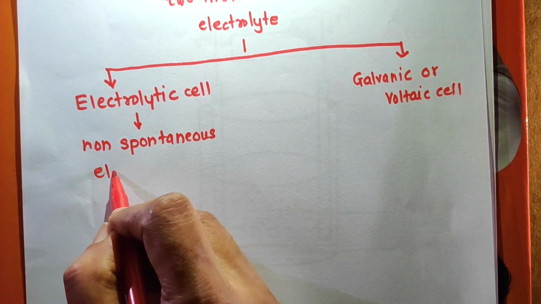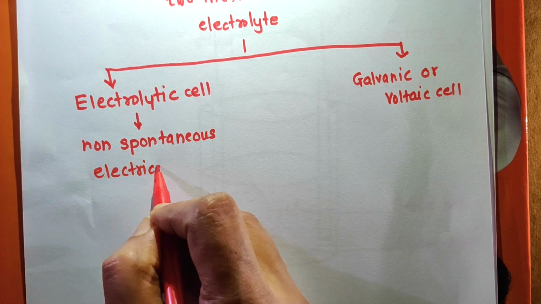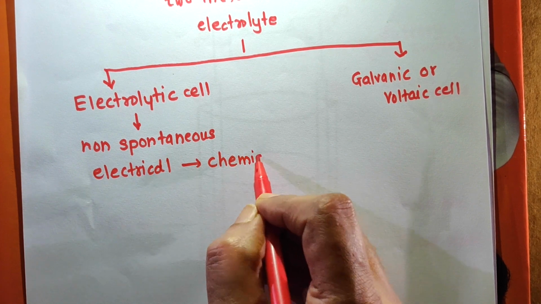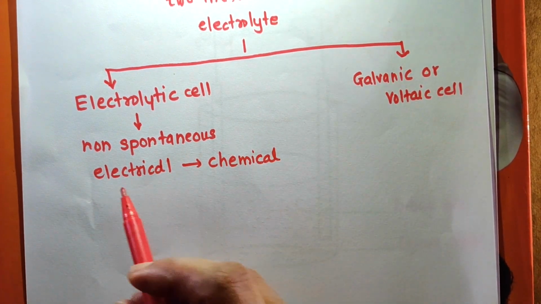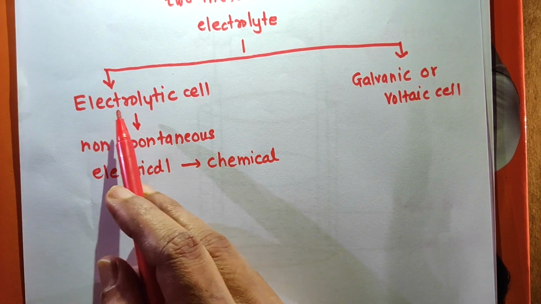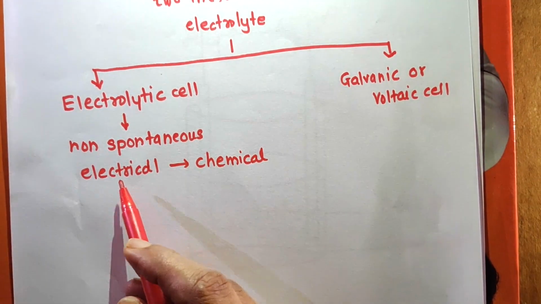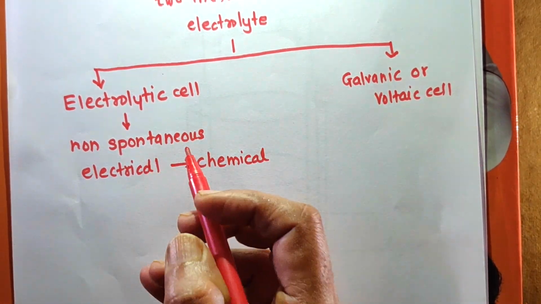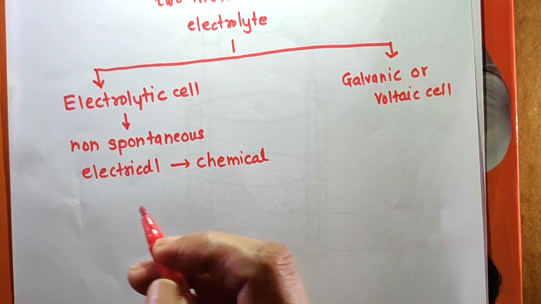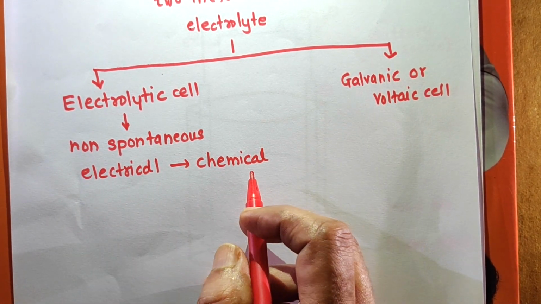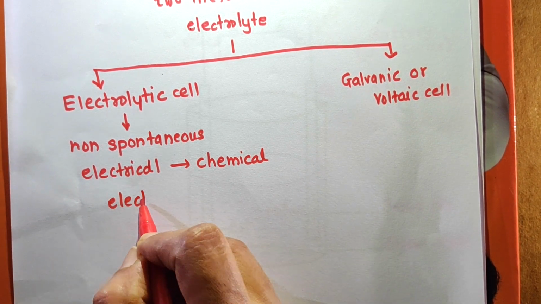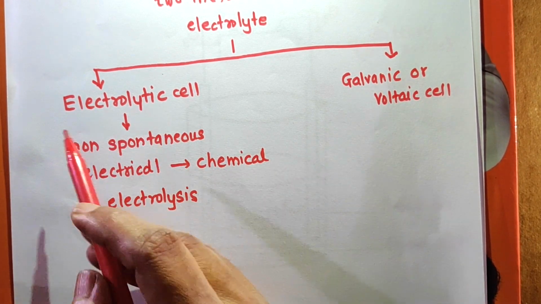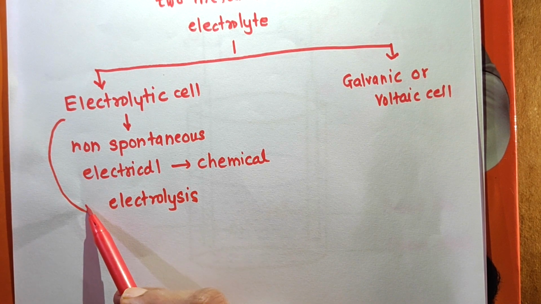Means in this cell what happens? Electrical energy is used to produce the chemical energy, or electrical energy is converted into chemical energy. So the cell or the device in which electrical energy is converted into chemical energy is called as electrolytic cell, and this process in which electrical energy is converted into chemical energy is called as electrolysis. Remember here, this process is called as electrolysis. Means in electrolytic cell, the process which is taking place is called as electrolysis.